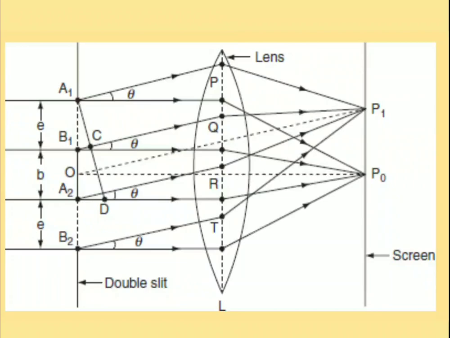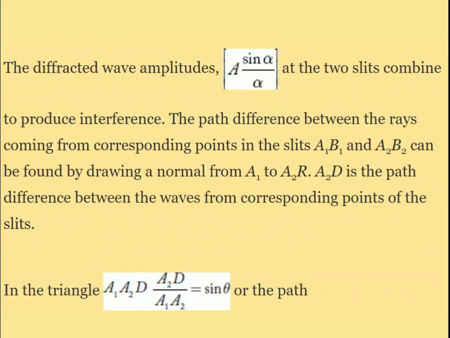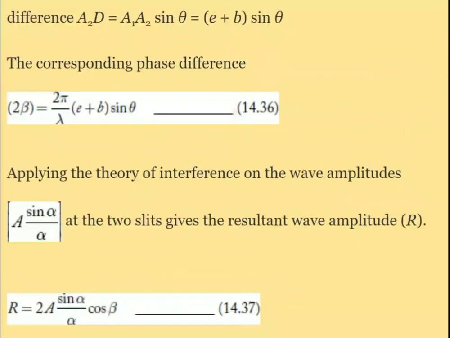So finally we get the value for the path difference: A2D by A1A2 is equal to sin theta. So A2D is equal to A1A2 sin theta, that is equal to (e plus d) sin theta. As we know the definition between phase difference and path difference, phase difference is equal to 2 pi by lambda into path difference.